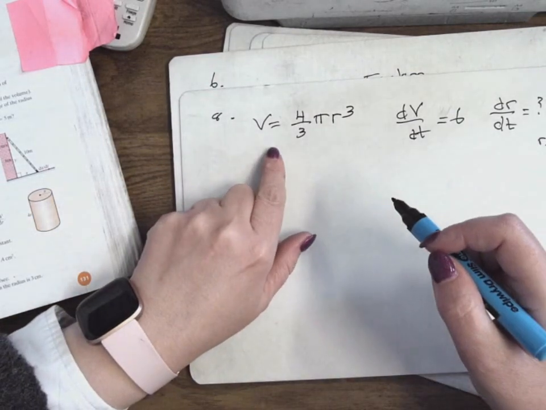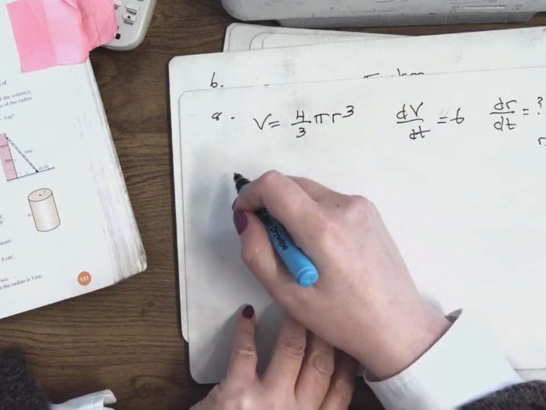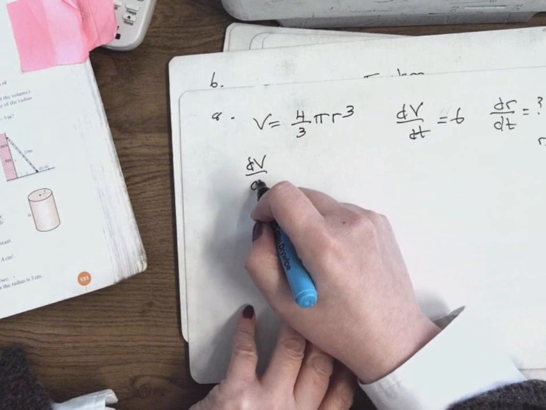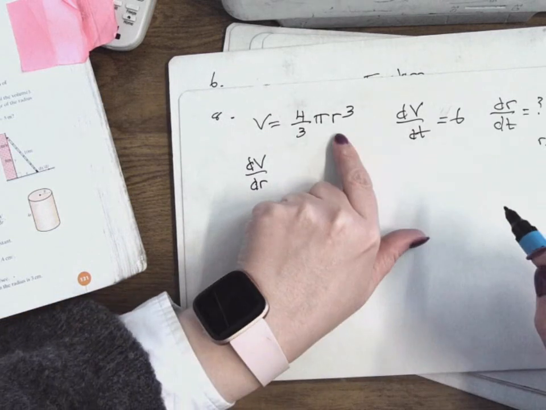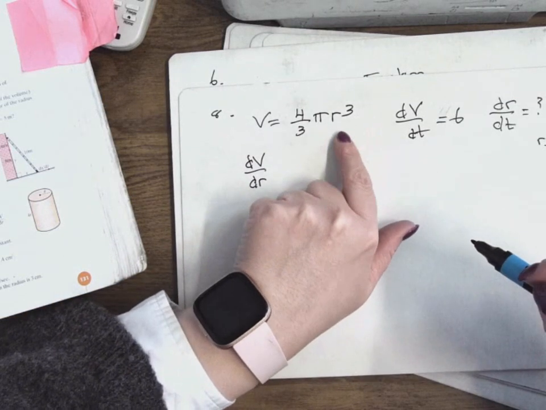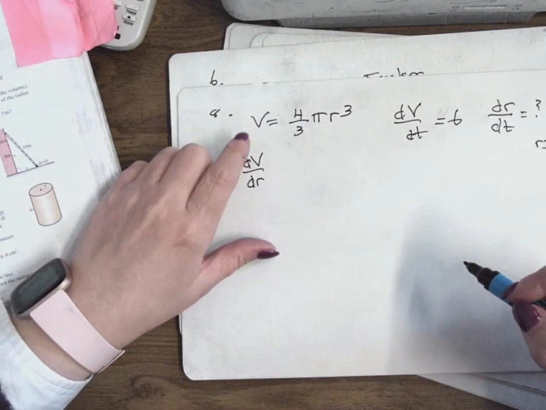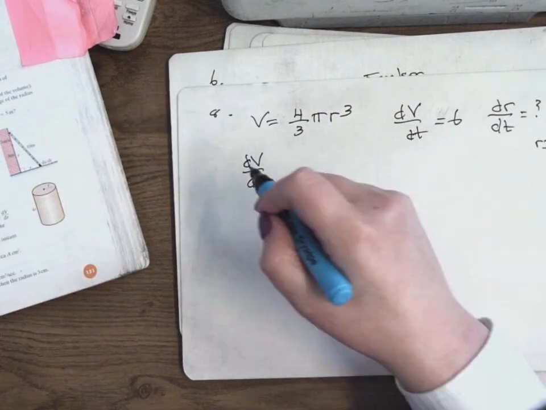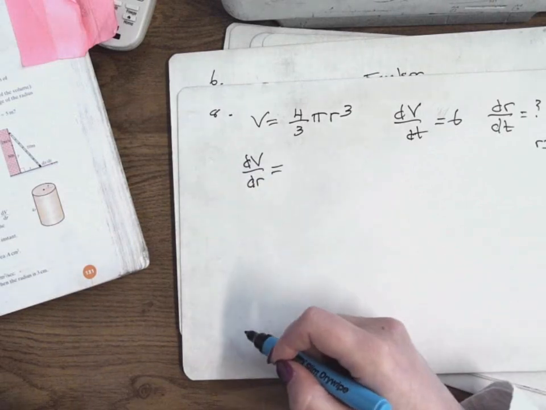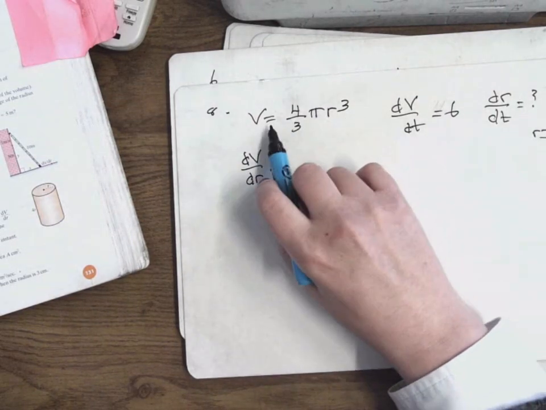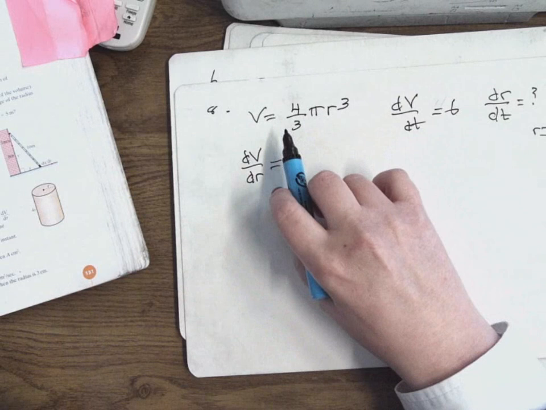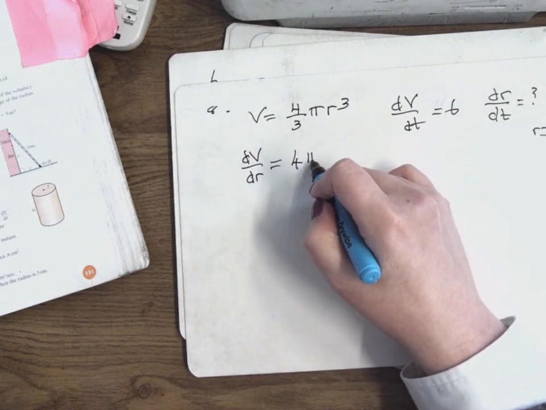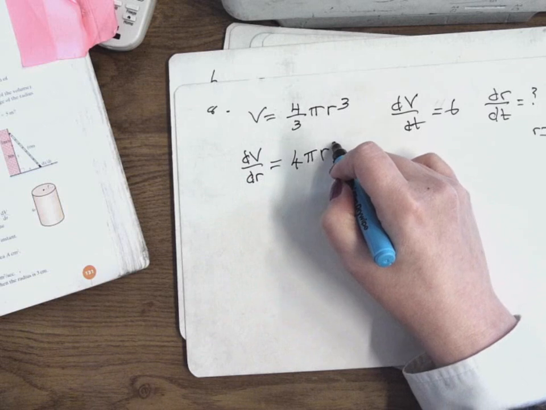What do I call it? dV dr. Why dr? Because the variable over here is r. So you're differentiating volume with respect to radius. When you differentiate that, what will I get? The 3 comes down in front. It'll cancel that 3 there, won't it? So it'll be 4 pi r squared.